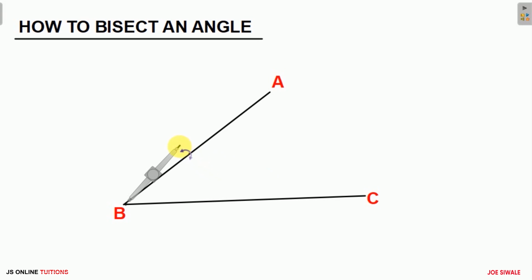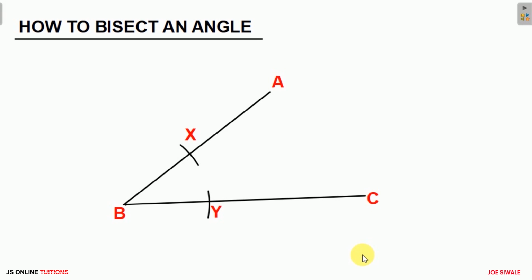So we're going to draw an arc there to cut line AB and another arc to cut line BC. So we can just indicate these points. So we can put our X there, then we can put our Y there. So we have indicated our X and Y.